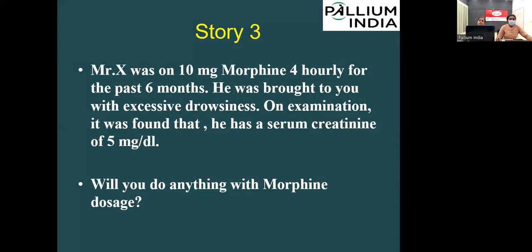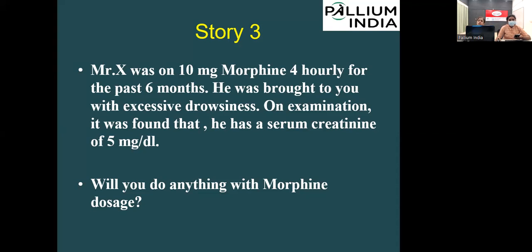Now we have heard that it is metabolized in the liver and excreted through the kidneys, right? So here the serum creatinine is 5. That means he may have renal failure. So the morphine is not going out of the body. It is getting accumulated inside the body. So that is why he is having the toxic effect. That is why he is drowsy. Yes, Evangeline, I totally agree.